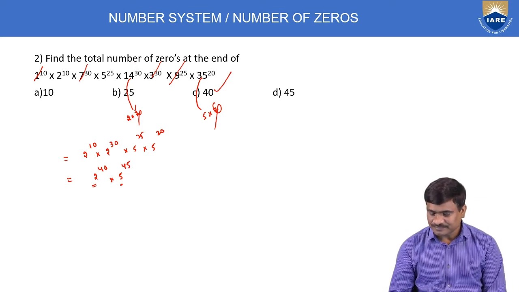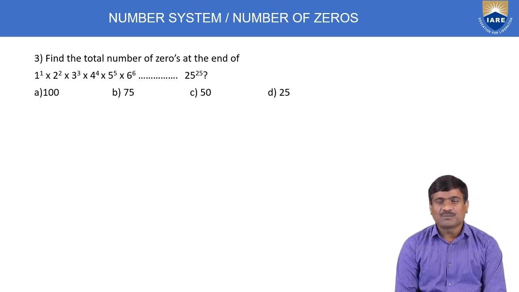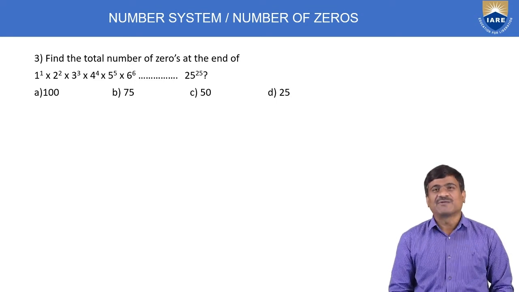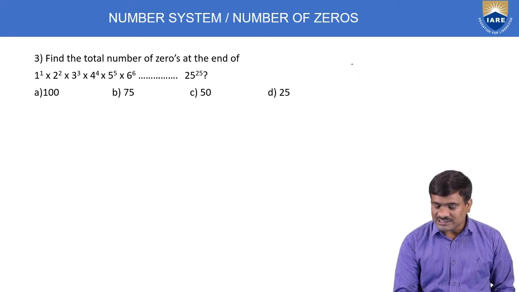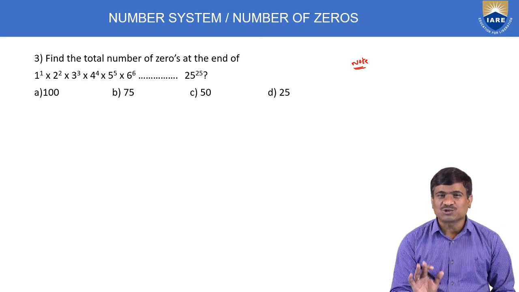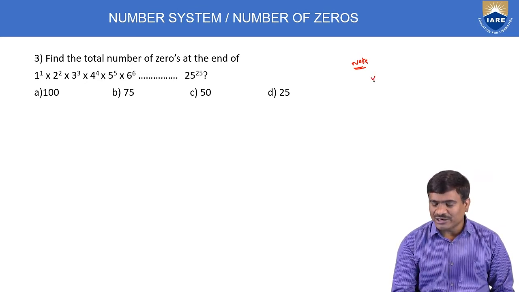Next, example number 3. A third example, an important sequence model. Note that when sequence type questions are given, consider any continuous series or sequence method. The number of 2's is always more than the number of 5's. For continuous series type questions, there is no need to calculate the number of 2's. Just calculate only the number of 5's.